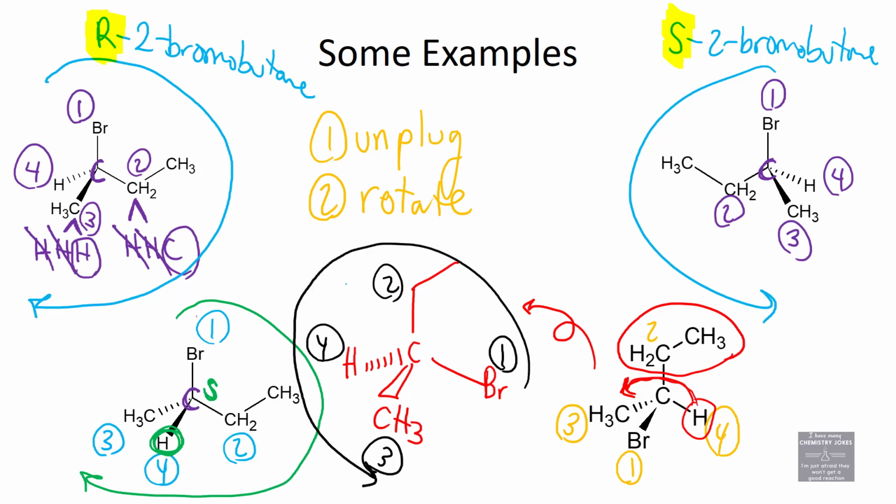1 to 2 to 3, that's counterclockwise. That looks like S. When you rotate a molecule, you did not interchange any 2 groups. Rotation does not change orientation. So absolutely further confirmation that that molecule was S. When we unplugged, we determined that was S. When we rotate, we confirm that is S.